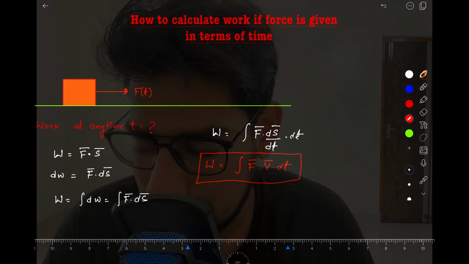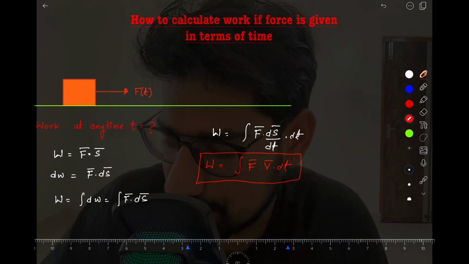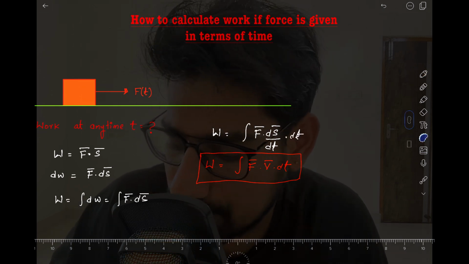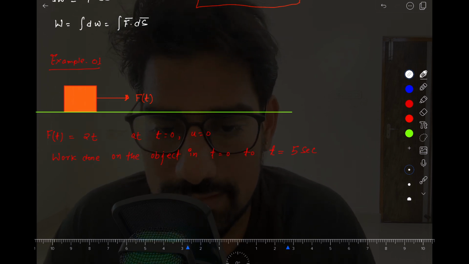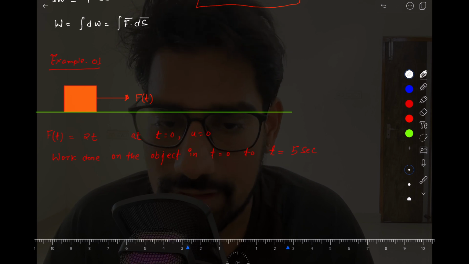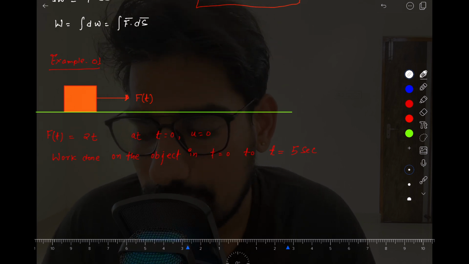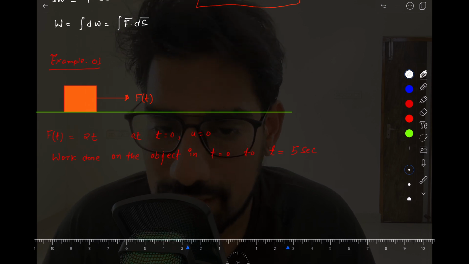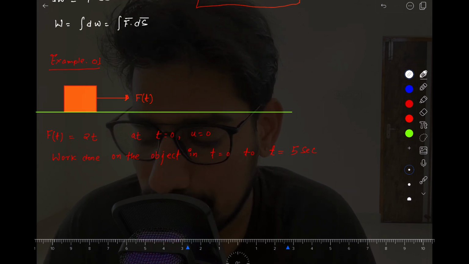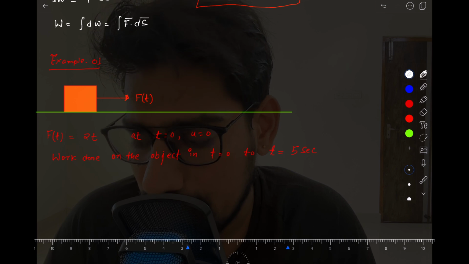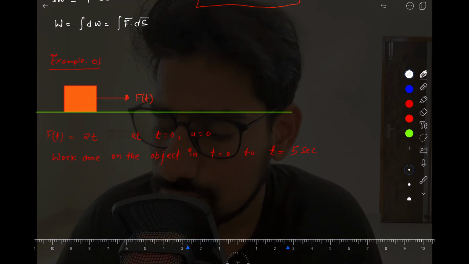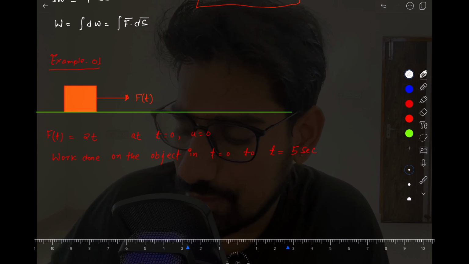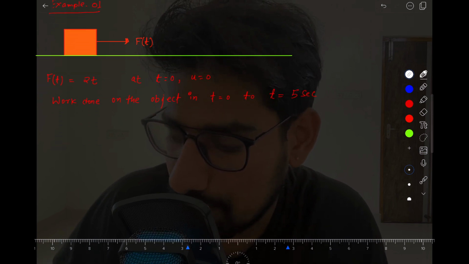Okay, let's take one example just to understand how we are going to approach this. So here is the question. I'm taking that the force on the object is variable and that is given in terms of time, right? So force is given as 2t, and at t equals 0 this object is at rest, and we need to find out the work done on the object from t equals 0 to t equals 5 seconds, right?